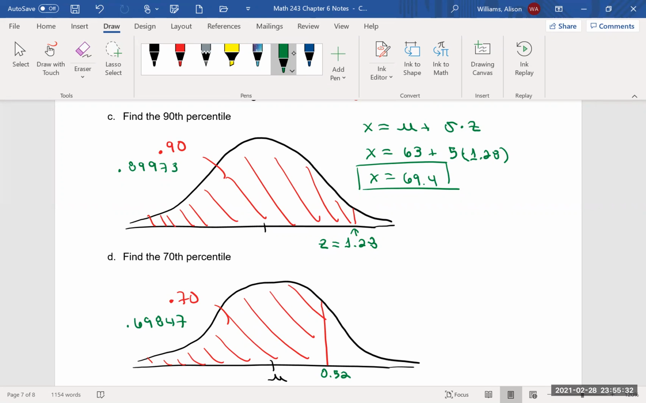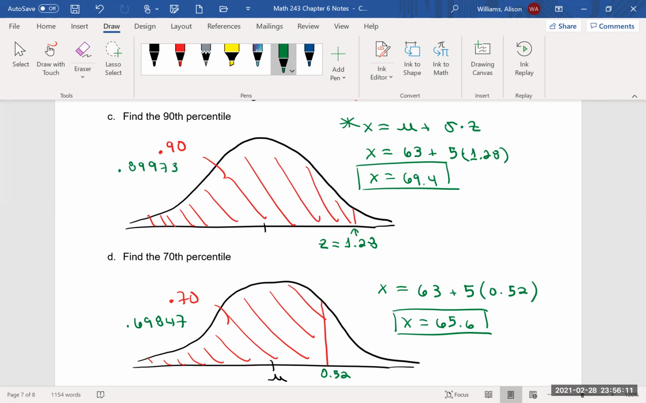All right. So using that z-score then, I'm going to use this formula. I'm going to take the mean, then the standard deviation, and multiply it by the z-score. I am getting 65.6. And 65.6 then represents the number that all scores are at or below for 70%.